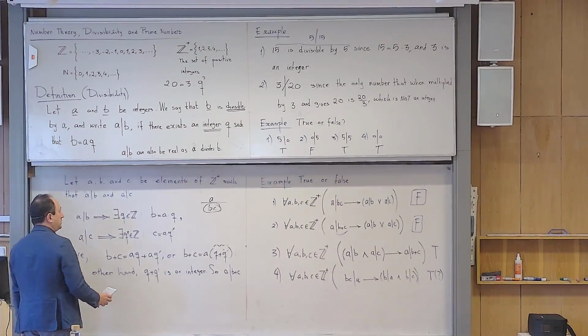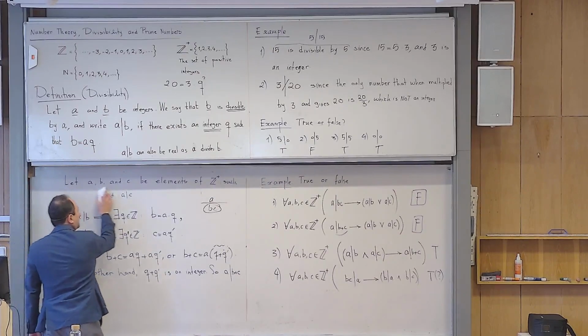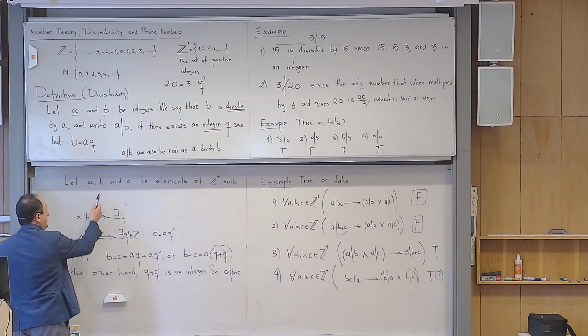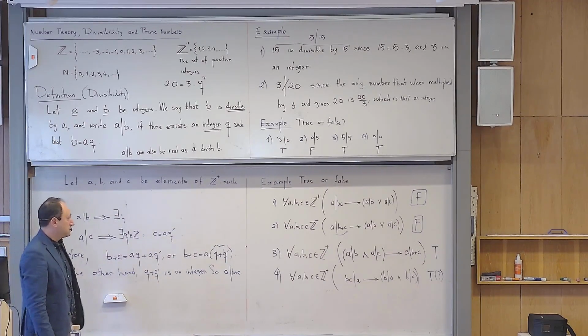Okay, so now, can you complete my sentences? Let us keep them. So, let A, B, and C be elements of Z plus, such that, what do I write here?